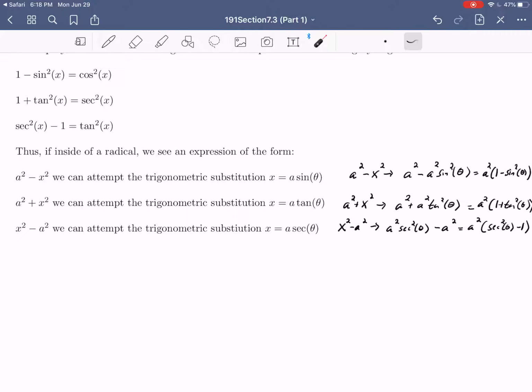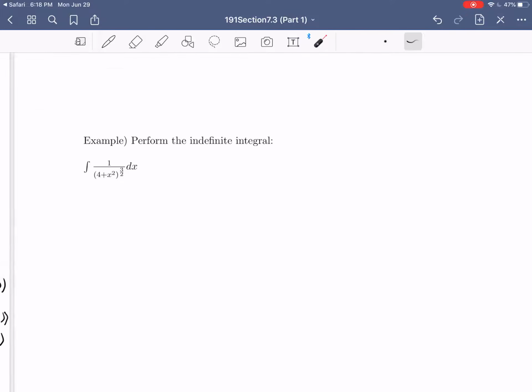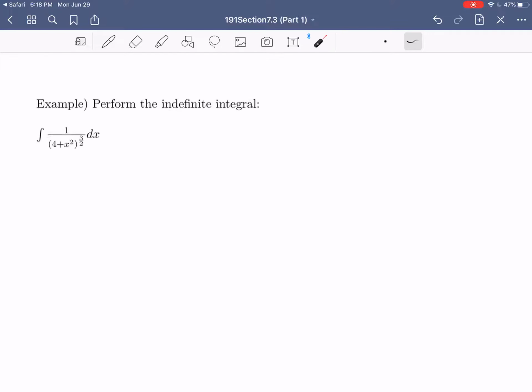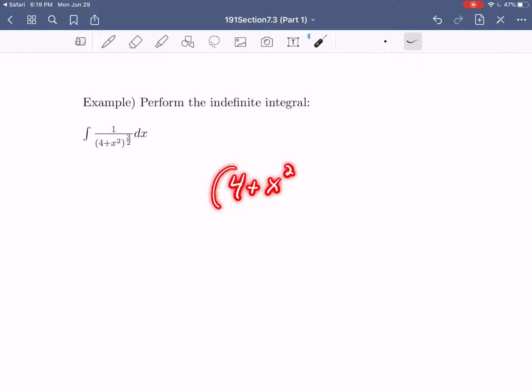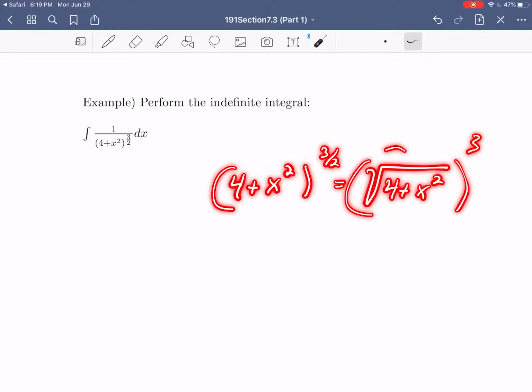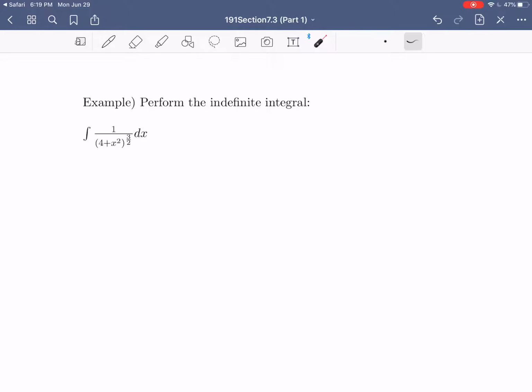That's where you want to use this trigonometric substitution approach. Okay, let's go ahead and take a look at our next example. So we're going to try to perform this indefinite integral. We have the integral 1 over (4 plus x squared) to the 3/2 dx. First thing we should recognize is that that 3/2 is very similar to a square root, right? That is, (4 plus x squared) to the 3/2 is really the same as the square root of 4 plus x squared, all cubed. So that's a radical, and that's why we're going to use this trigonometric substitution approach.